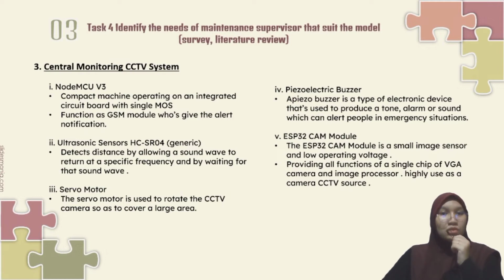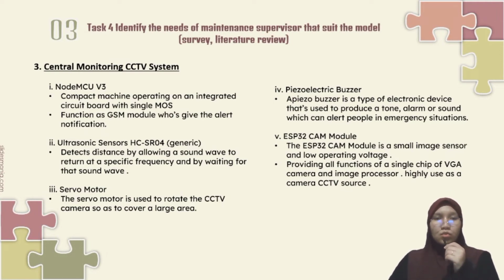Fourth is the piezoelectric buzzer. The piezo buzzer is a type of electronic device that is used to produce a tone, alarm or sound which can alert people in an emergency situation. The last one, the ESP32 camera module. The ESP32 camera module has a small image sensor and low operating voltage, providing all functions of a single-chip VGA camera and image processor, and is highly used as a CCTV camera source.